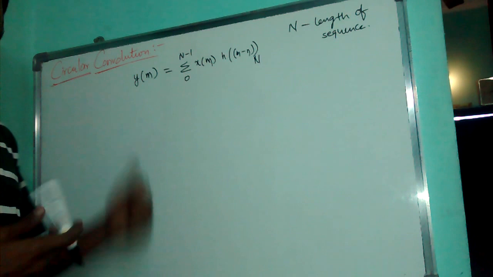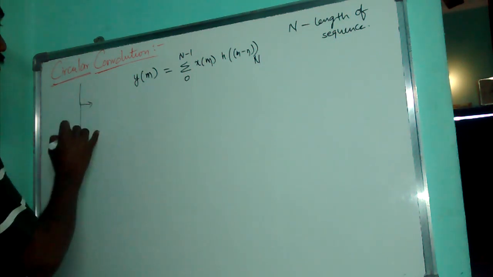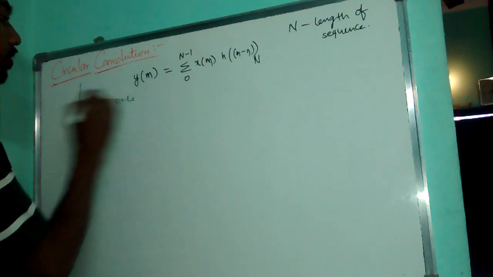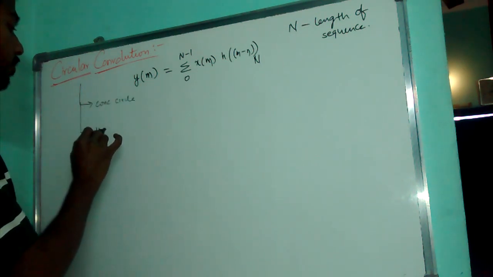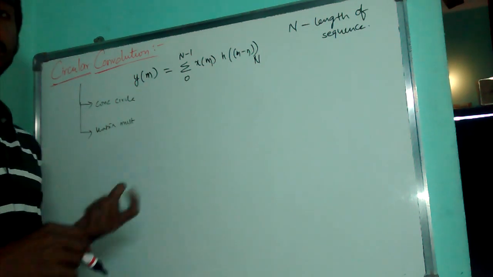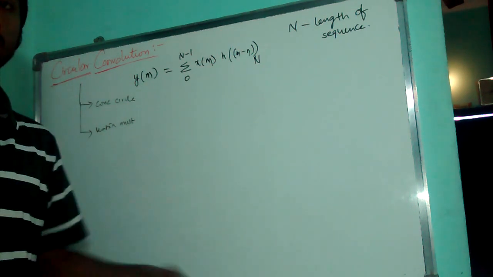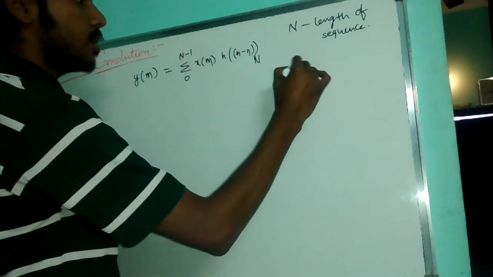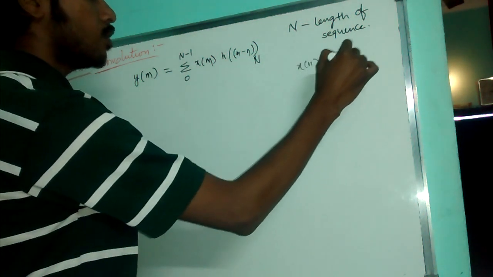Now circular convolution can be done in two ways. One is the concentric circle method. Second is the matrix multiplication method. As we all know, convolution is performed between two sequences, let's say x of n and h of n.